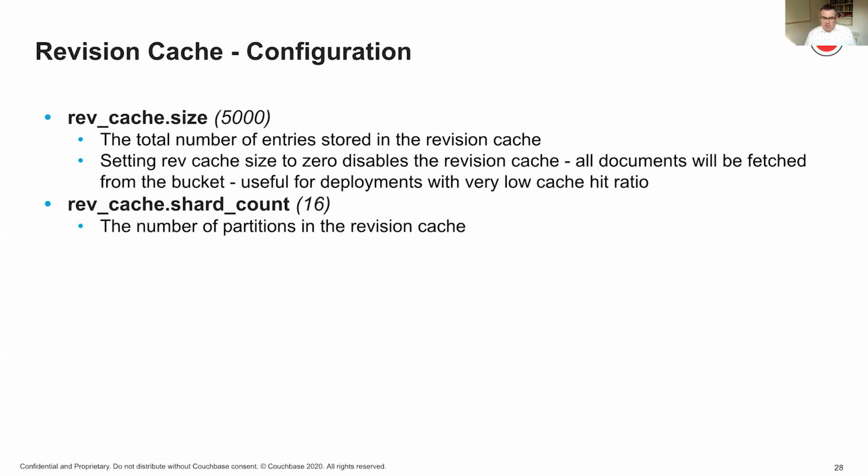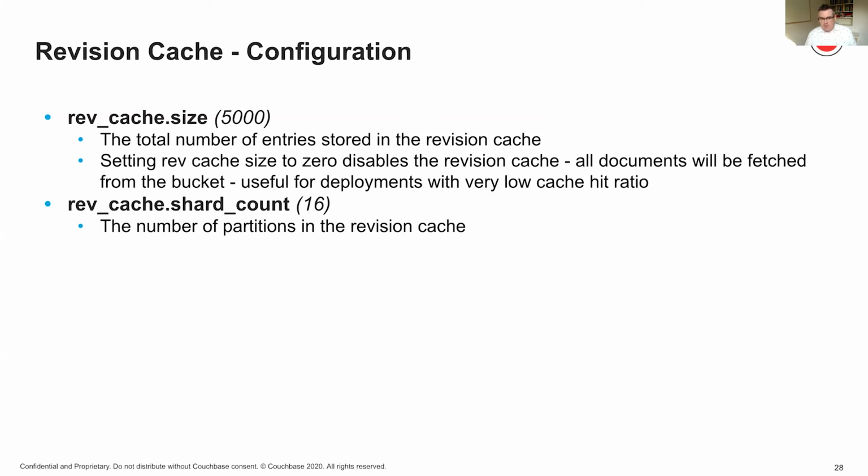So setting revision cache size to 0 disables the revision cache altogether. That would typically be in a scenario where you have a very low cache hit rate, where documents are not very highly shared. So you might have thousands of clients connected and they're all waiting for mutations, but a given mutation isn't being streamed to very many of those clients. The data set is partitioned per user. If that's the case and you've got very low cache hit, there's an option to just disable the revision cache altogether.